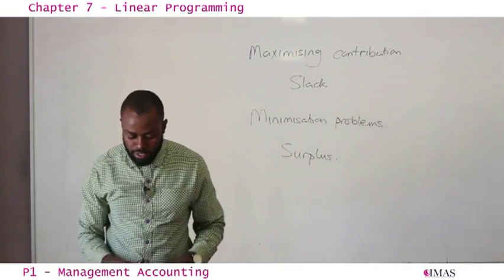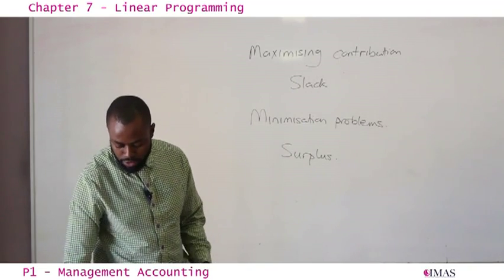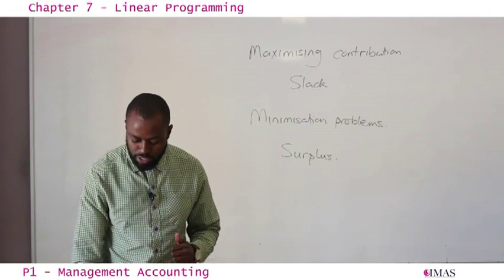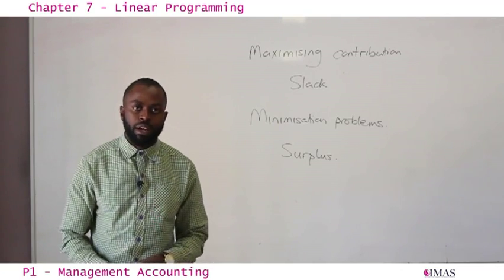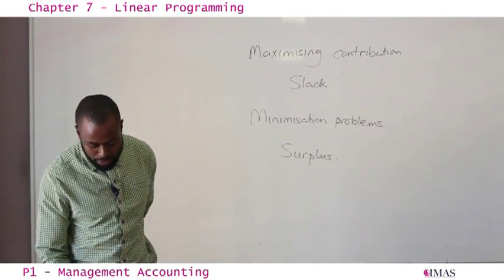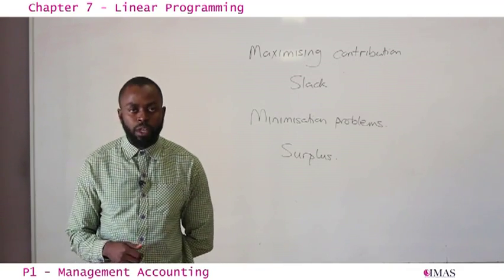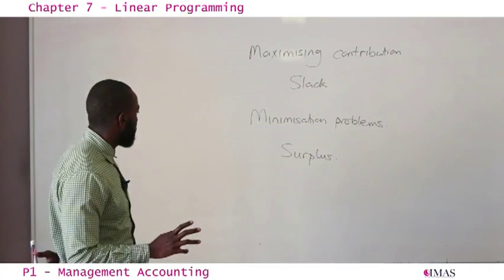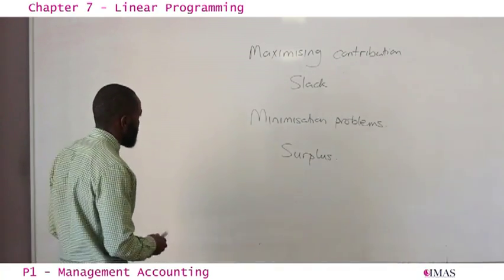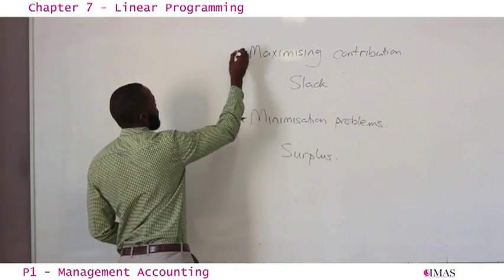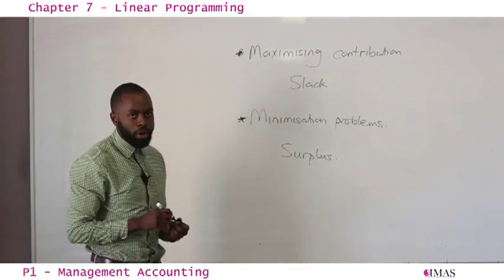On our slide it reads, surplus: this is the utilization of a resource over and above a minimum. Surpluses tend to arise in minimization of cost problems. So that's very important. We have to know that surplus arises in minimization problems, and slack arises in maximization problems.